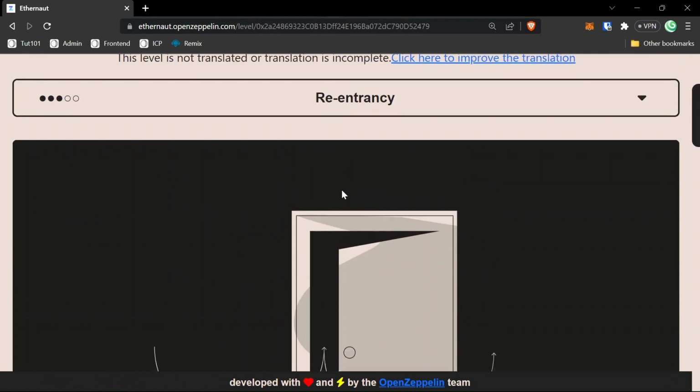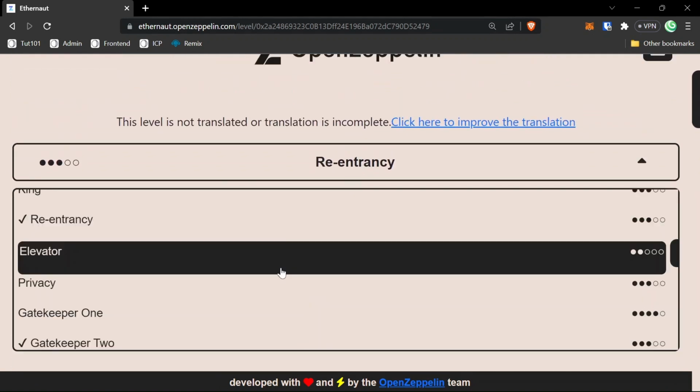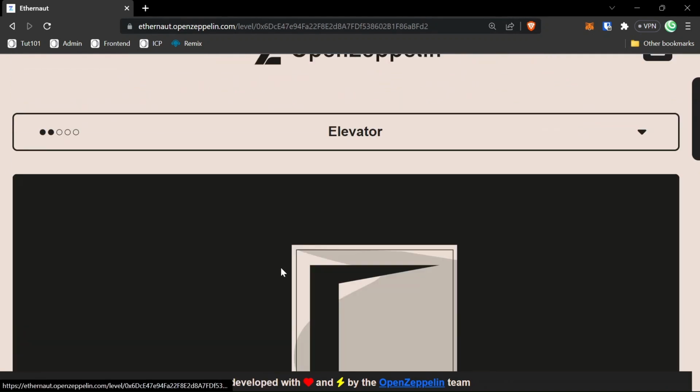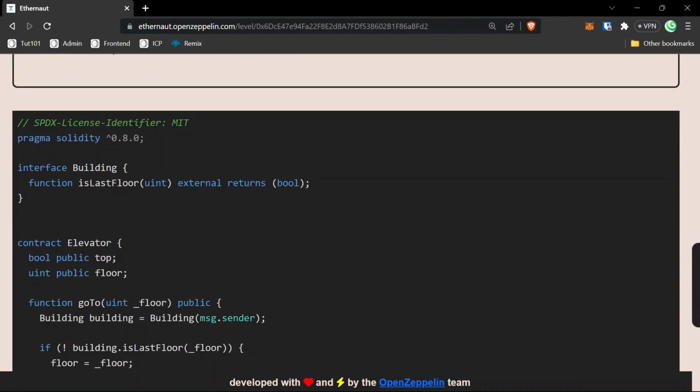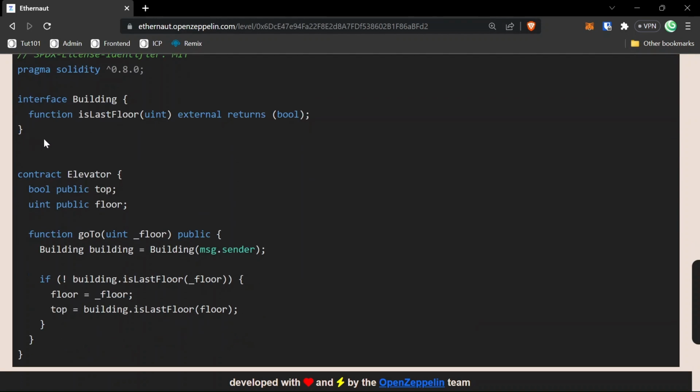Next, we're going to the next one, which is going to be Elevator. Elevator is a simple level where we learn that whenever we are using an interface and we are allowing the user to have the contract adhering to the interface, we need to be very careful when designing these functions. And also it gives us the importance of the view and pure visibility modifiers. So here we have this Building interface, and then here we have a function.